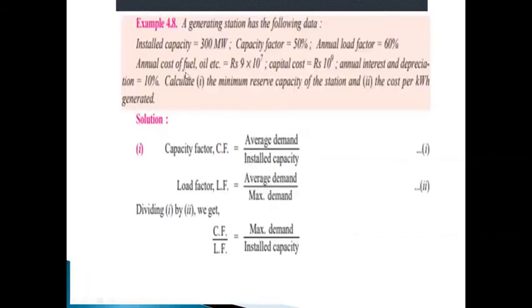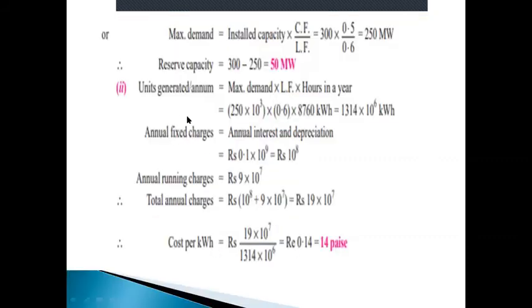Since everything here is given annually, with respect to annual value you have to consider hours in a year. So you have this equation: units generated per annum equal to maximum demand into load factor into hours in a year. Maximum demand you have substituted here, load factor 0.6, hours in a year, that is 365 days into 24 hours in a day, so in total you will get 8760 hours. What you get will be in kilowatt hours. You have to express the units generated in terms of kilowatt hours, so the demand has to be in kilowatts.